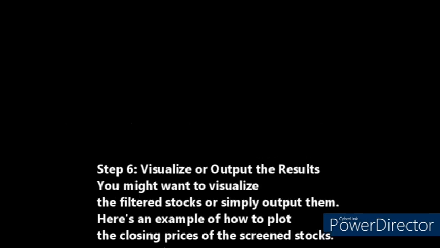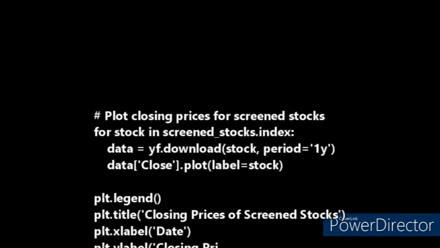Step 6. Visualize or output the results. You might want to visualize the filtered stocks or simply output them. Here is an example of how to plot the closed price of screened stocks. Plot closing prices of screened stocks. For stock in screened_stocks.index: data = yf.download(stock, period="1y"), data['Close'].plot(label=stock).